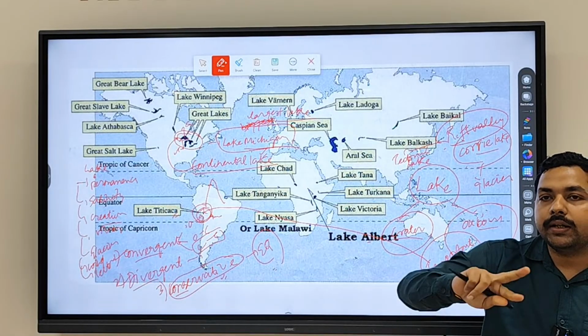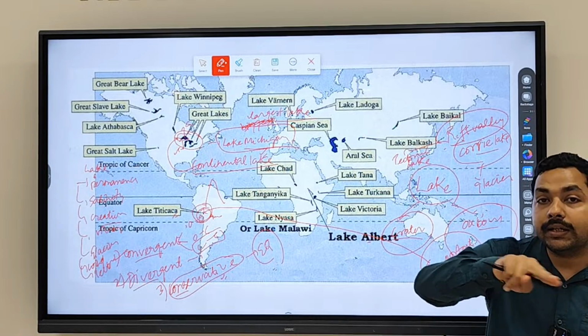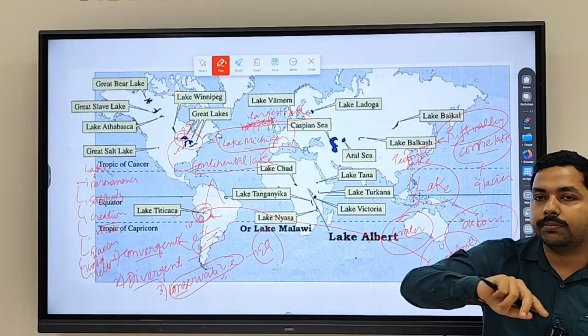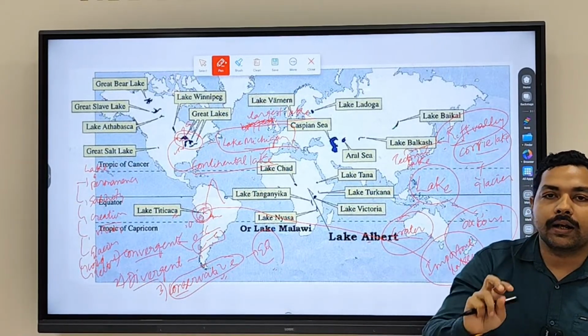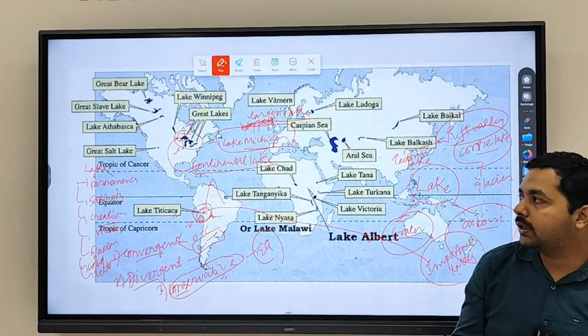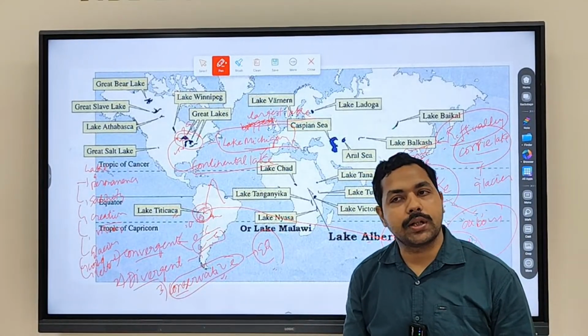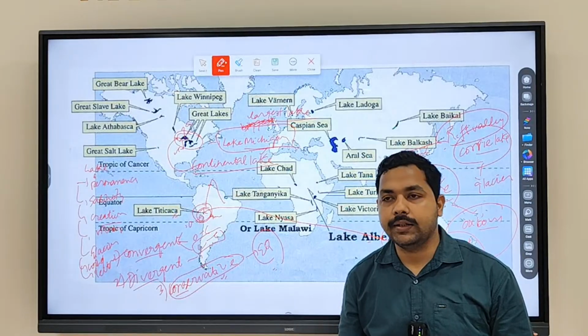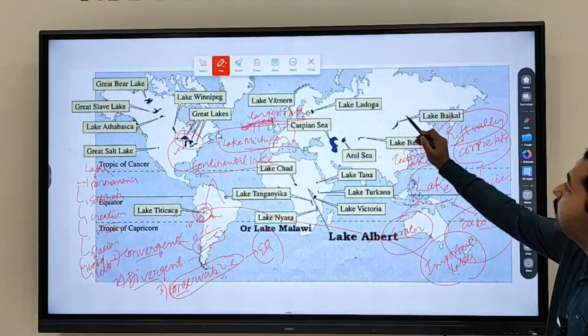Fine. So for Lake Superior, we are not saying it is the largest lake in a country. Why? Because it is sharing a border. But if you take a continent and ask which is the largest continental lake, Lake Superior is the answer. Fine. We discussed Lake Baikal in the last class.